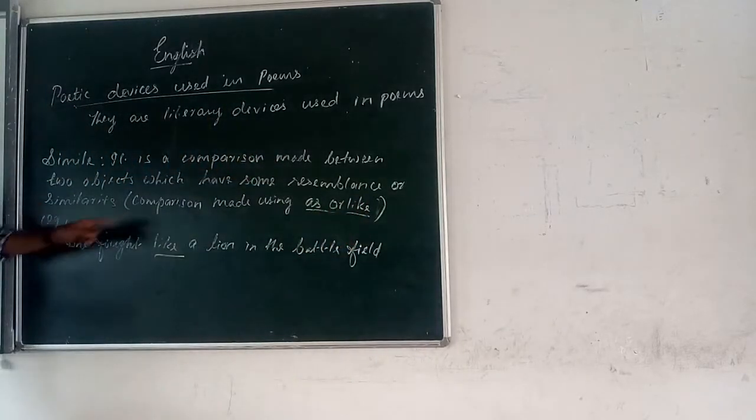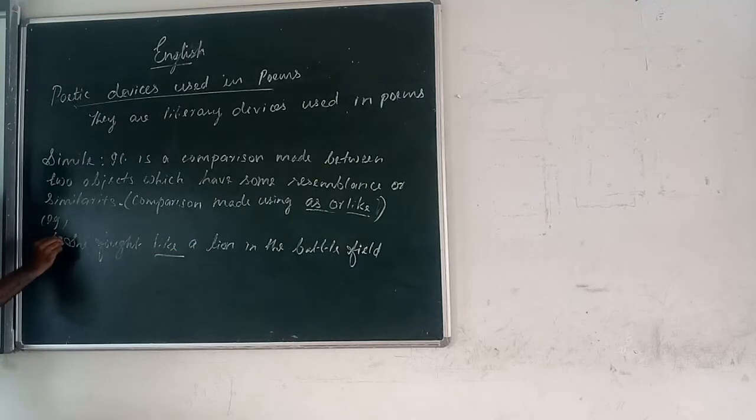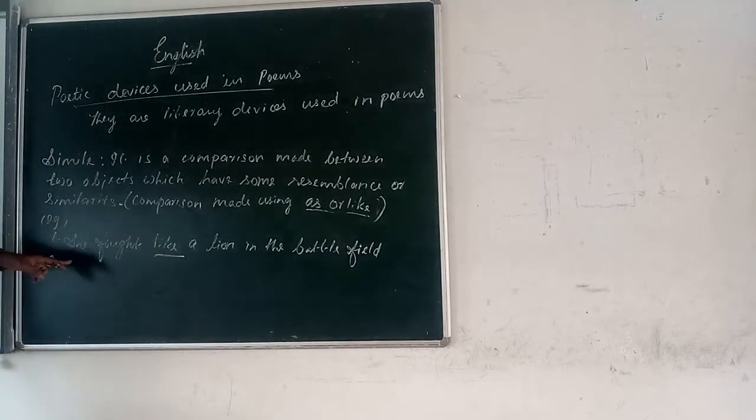Comparison made using as or like. That is called as simile. Example is she fought like a lion in the battlefield. That is the first one; then I will go to another example.